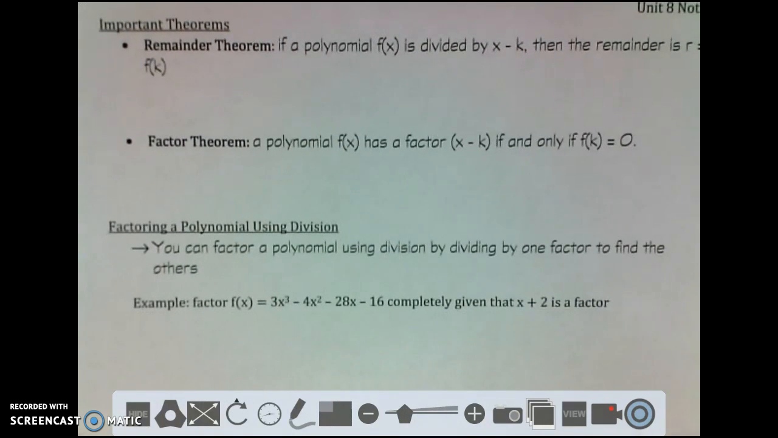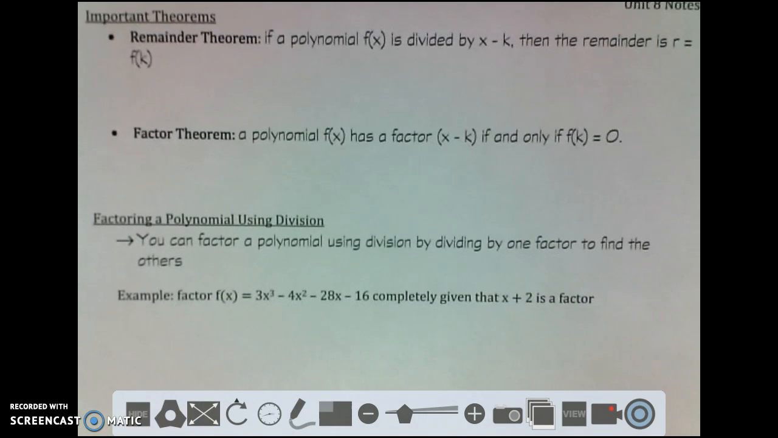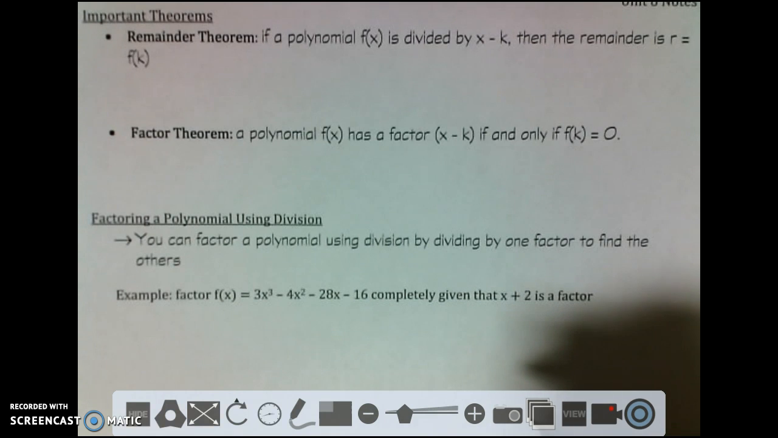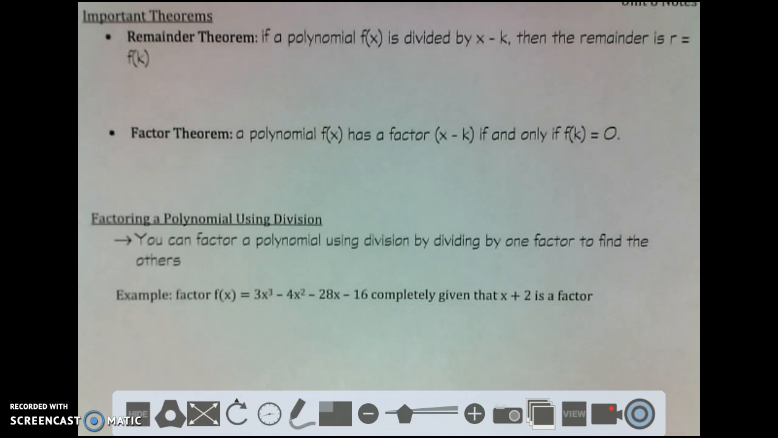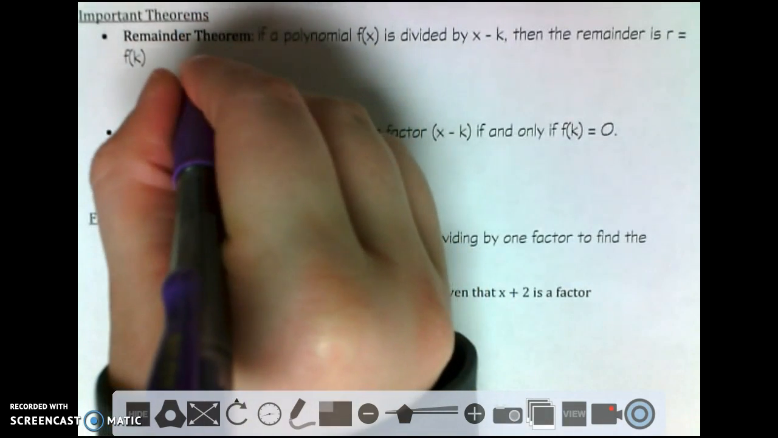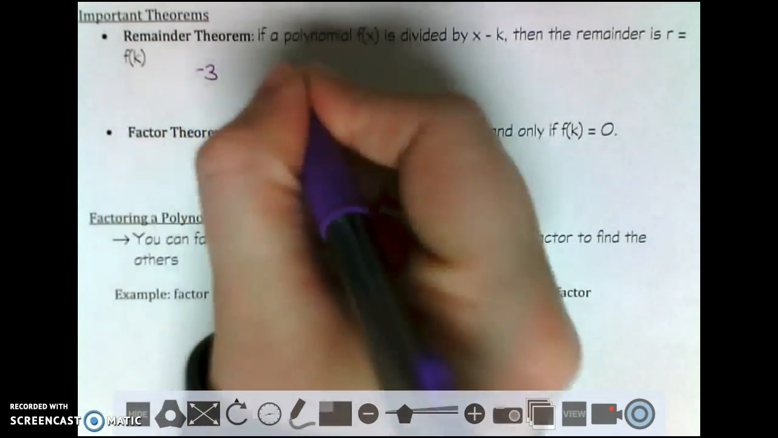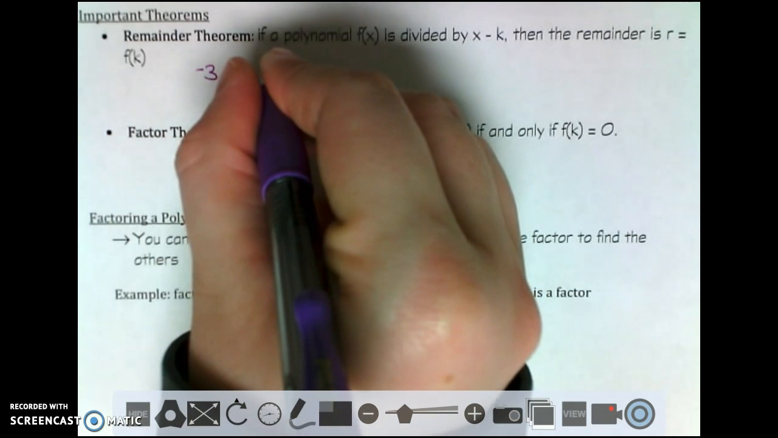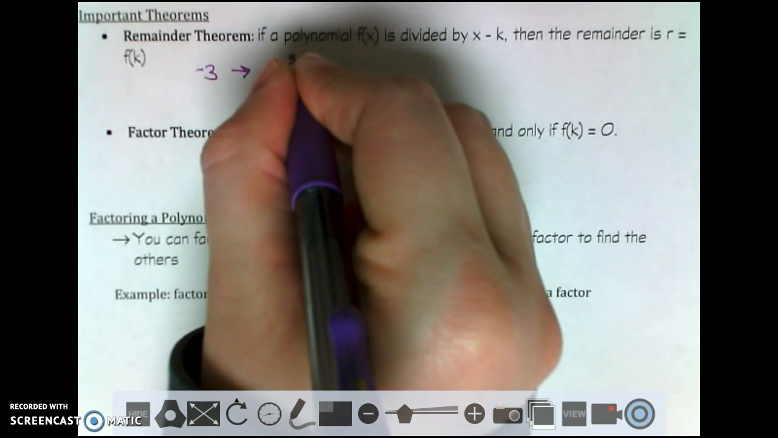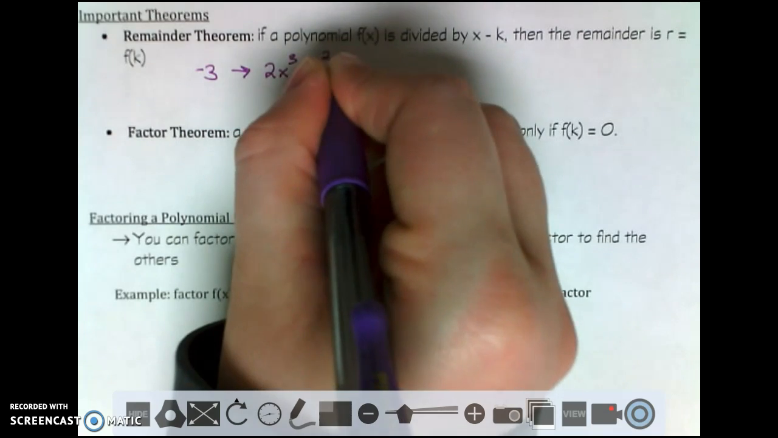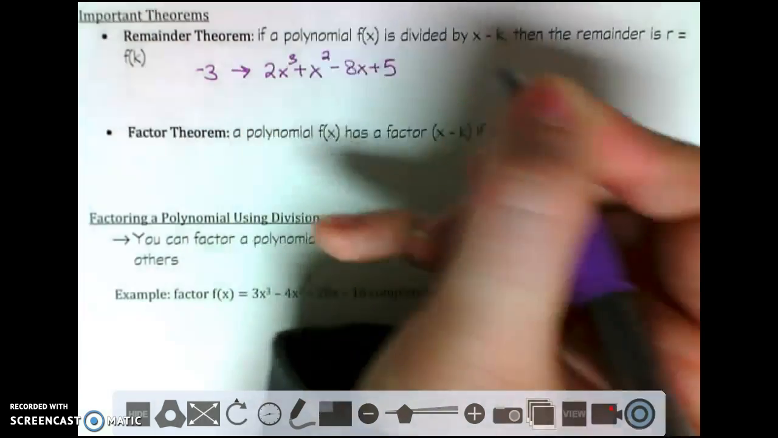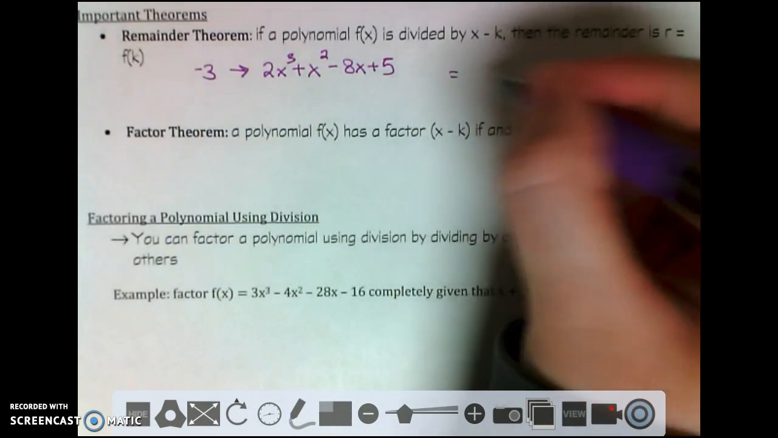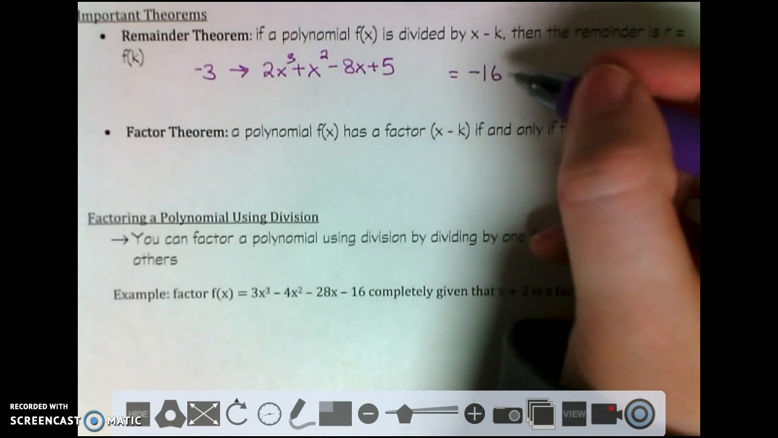Now, these are the important theorems to remember here. The remainder theorem states that if a polynomial f of x is divided by x minus k, just like our synthetic division example, then the remainder is r equals f of k. So if we were to plug in -3 into our original function 2x cubed plus x squared minus 8x plus 5, we would get -16, which was our remainder.